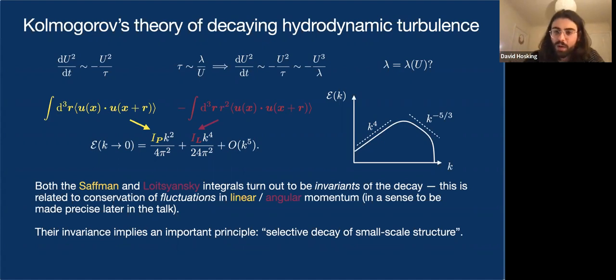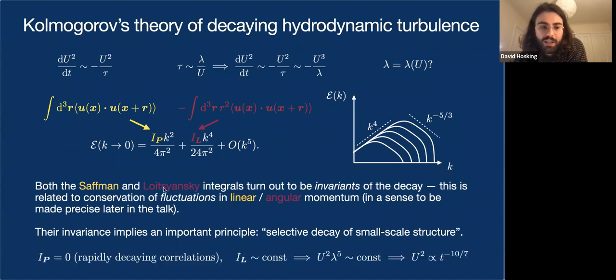So what do I mean by this? Well, I have a very high-tech graphic. If you focus on this spectrum here, that's what it means. As time goes on, the energy decays, this small scale structure decays while preserving the k to 0 asymptotic, and that's because both of these integrals are conserved. So I've gone for a k to the 4 slope here to illustrate this.